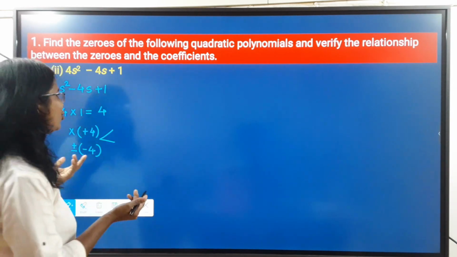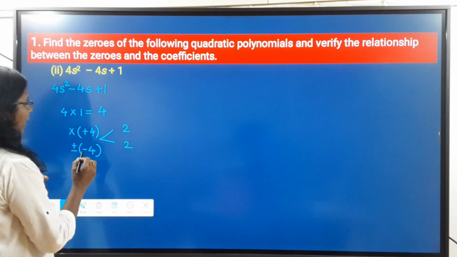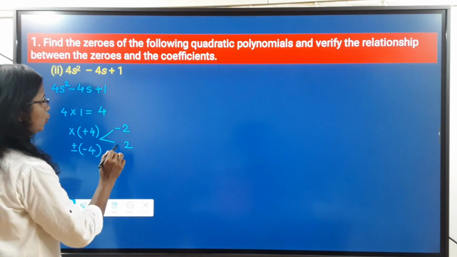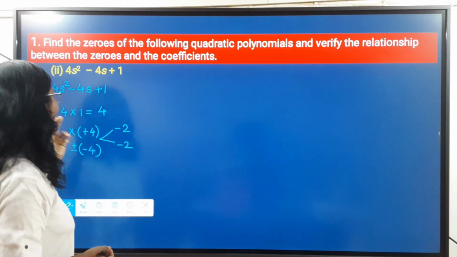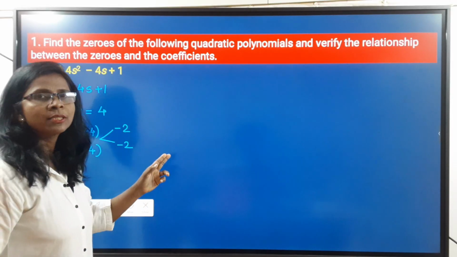So these numbers are 2 and 2. Here 2 times 2 is 4, but here the addition is minus 4. So I write down minus 2, minus 2. So the sum will be minus 4 and the product will be positive 4. So these numbers are proper.